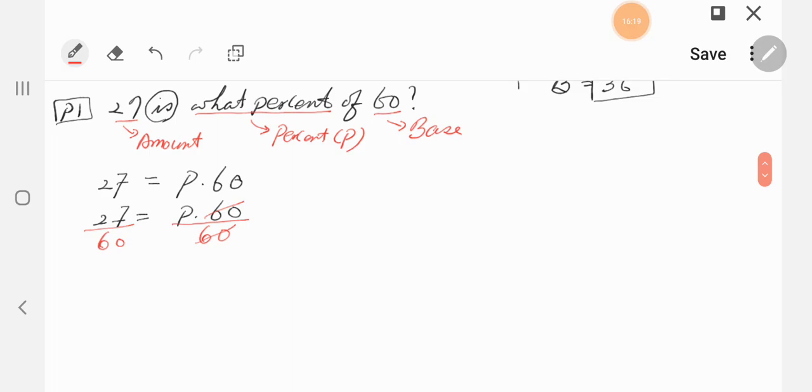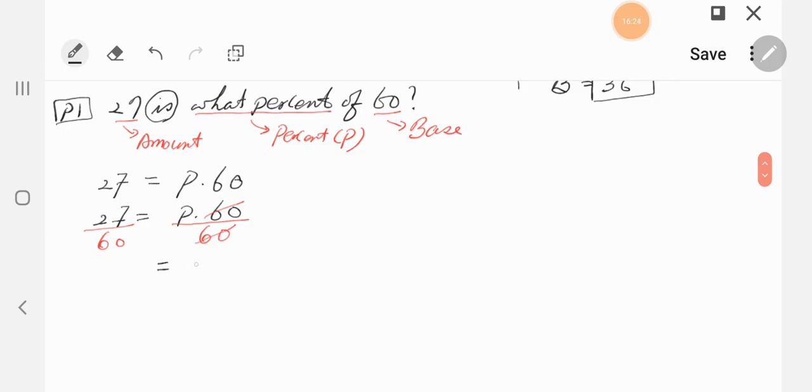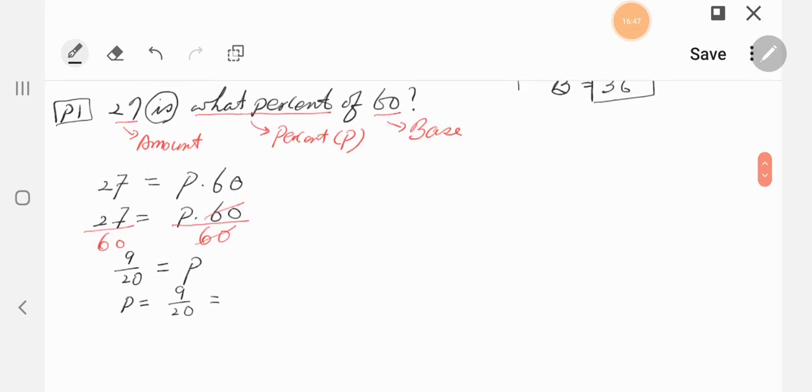Then what is P? Okay, let's find P. So the right side is P, and the left-hand side, we can divide by 3, then 9 over 20. So P is equal to 9 over 20. Then what's 9 over 20? We have to write the percent. So that is equal to 0.45.